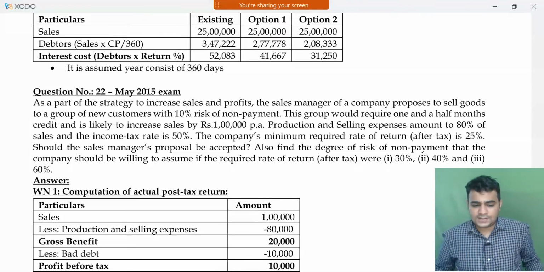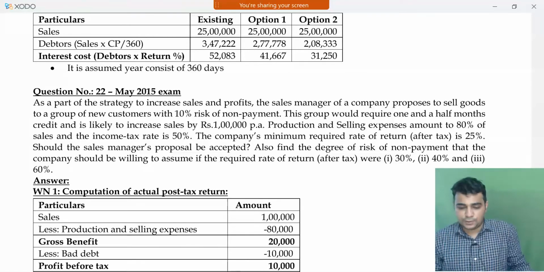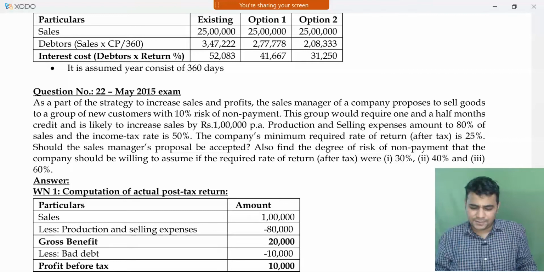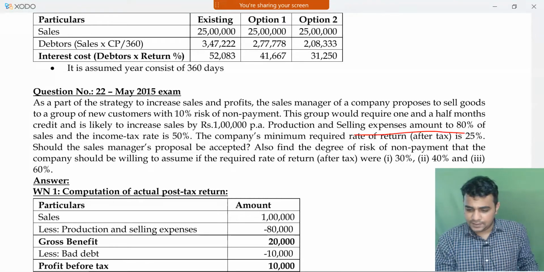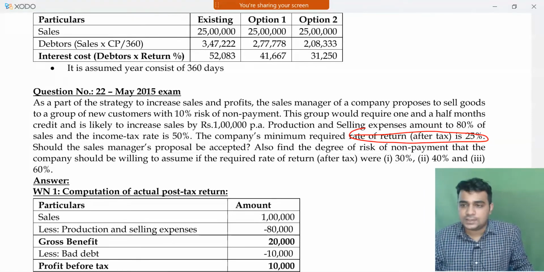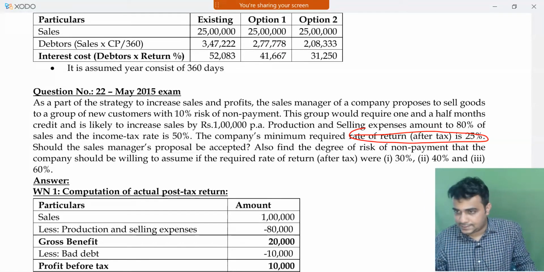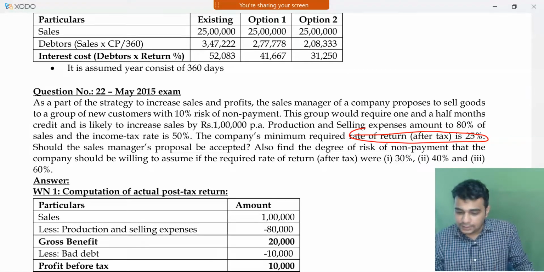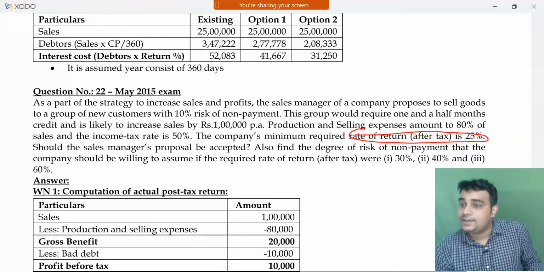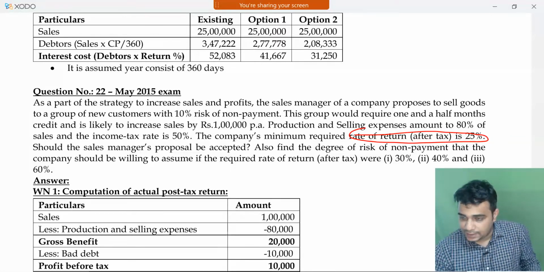As a part of the strategy to increase sales and profit, the manager wants to sell goods to a new customer who has a 10% risk of non-payment. We'll put it in the same format. The only difference here is this rate is given after tax. Maybe we have not noticed it till now, but every question had used the word pre-tax rate of return, or it was silent. Now this 25% would be used to calculate interest cost.